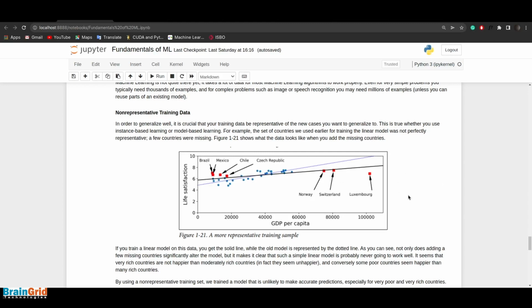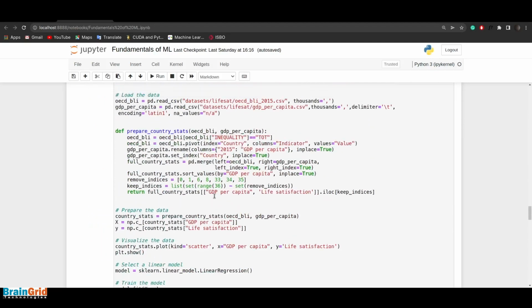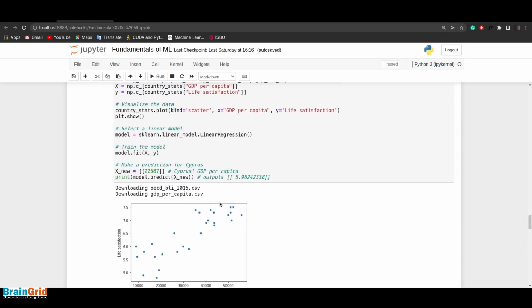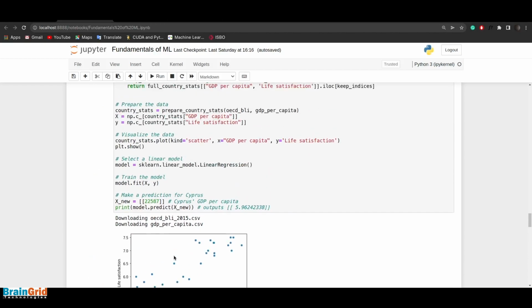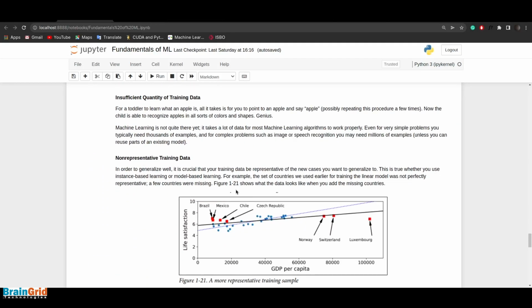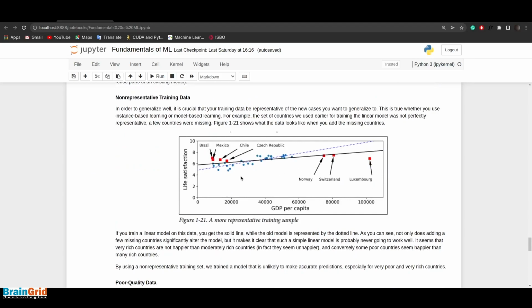For instance, when we trained the GDP and life satisfaction model, we did not have all the countries, right? We only had about 29 or so countries. So now, if we take a look at different countries that were missing, Brazil, Mexico, Czech Republic, and all those, and when you consider these countries as well, and then create the linear regression model, right? They don't perform the same.